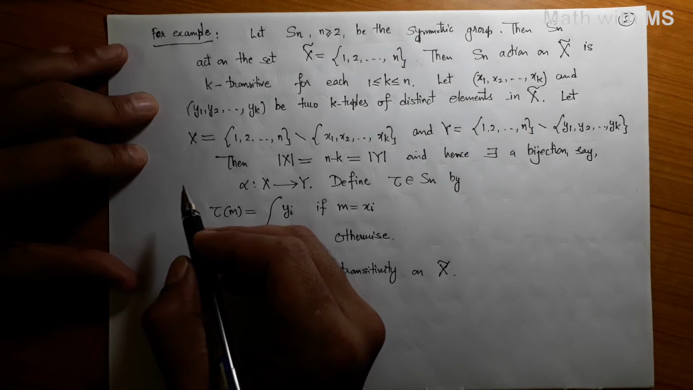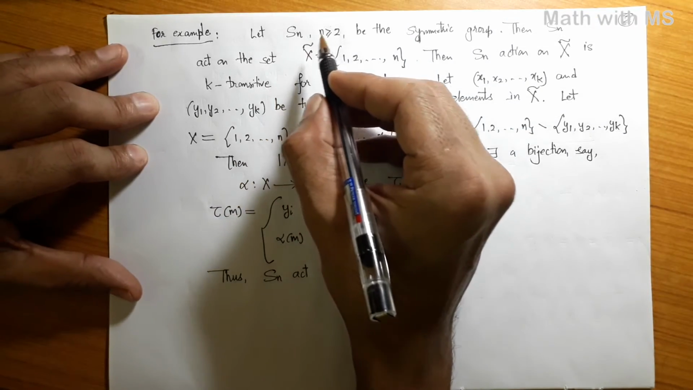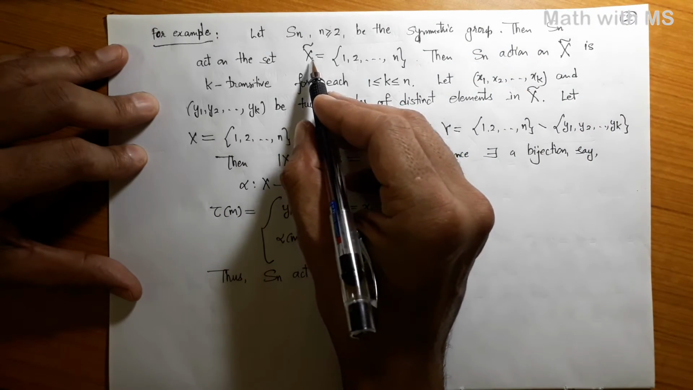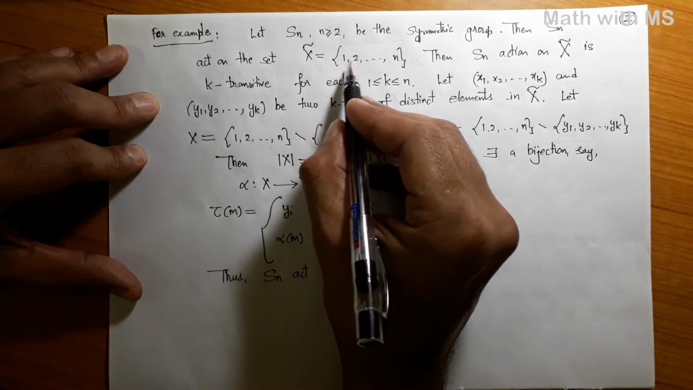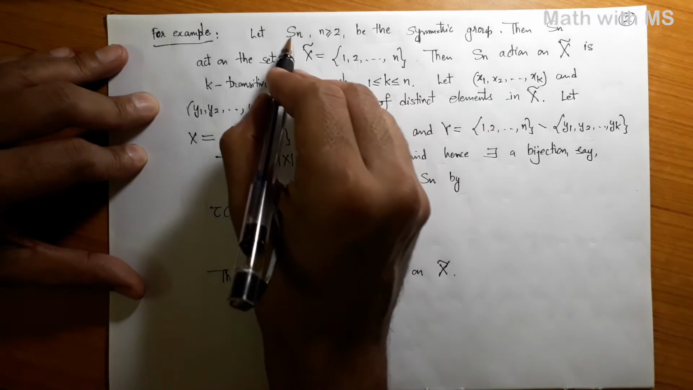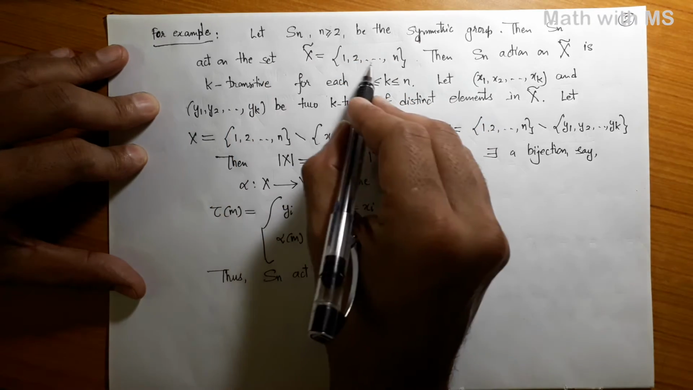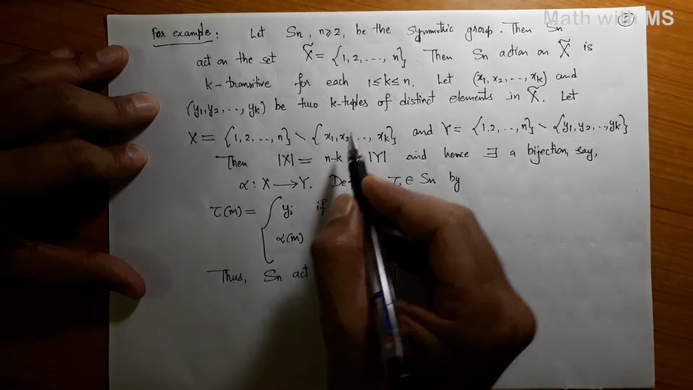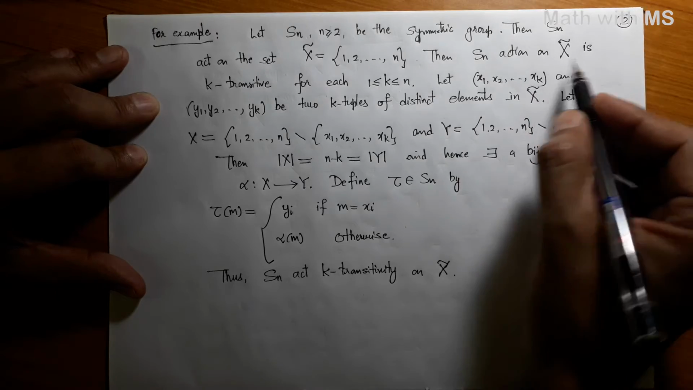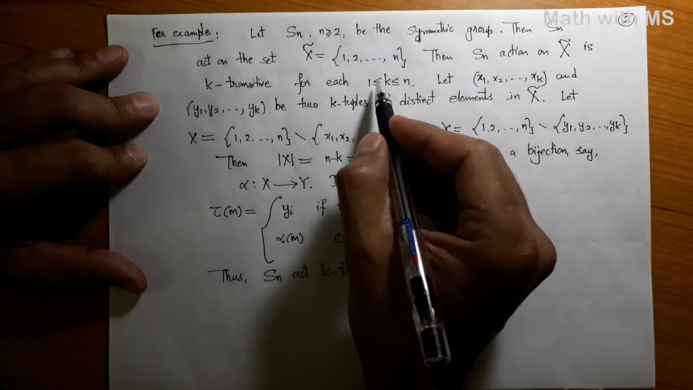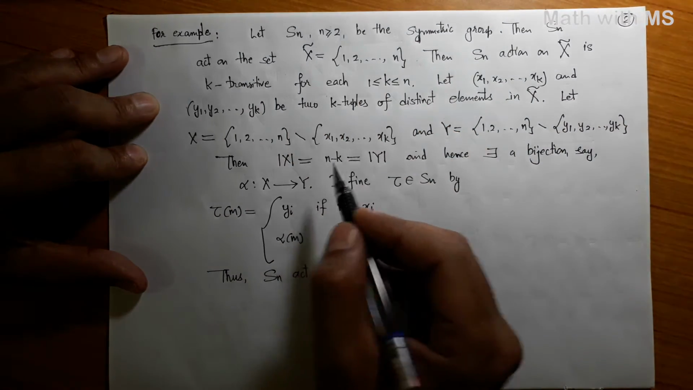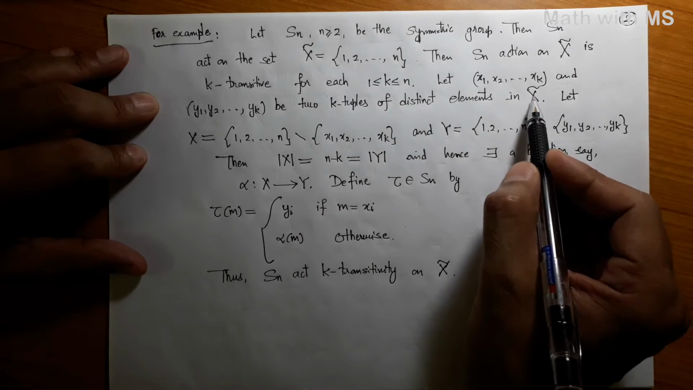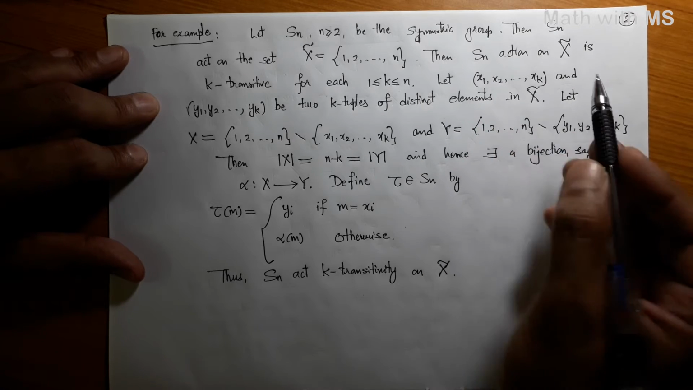Let us consider an example. Let S_n be the symmetric group on n symbols. Then S_n acts on the set, let us call it X tilde, consisting of symbols 1, 2, 3, 4 up to n. You take any permutation in S_n and then you just permute these elements according to that permutation, according to the labeling. My claim is that the S_n action on X tilde is then k-transitive for each k between 1 and n. So for that you take two k-tuples of distinct elements from this X tilde. Let us call them x1, x2, up to xk and y1, y2, up to yk.